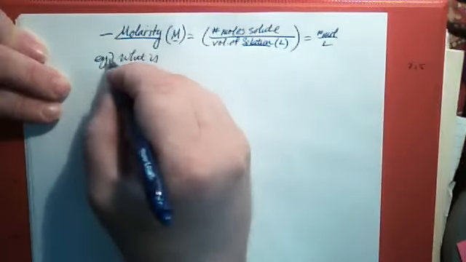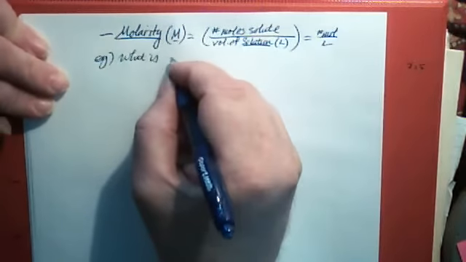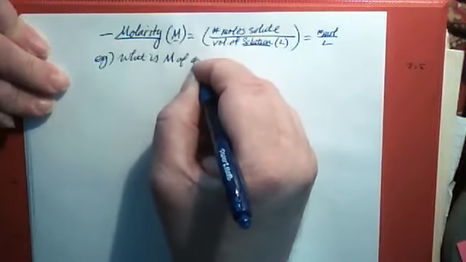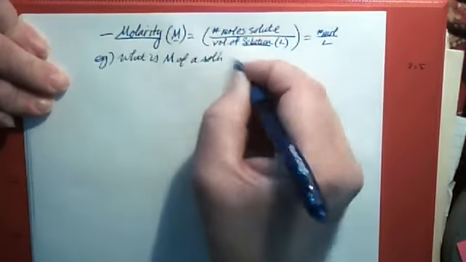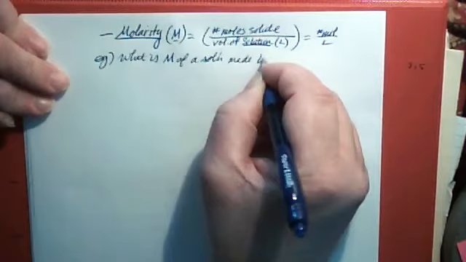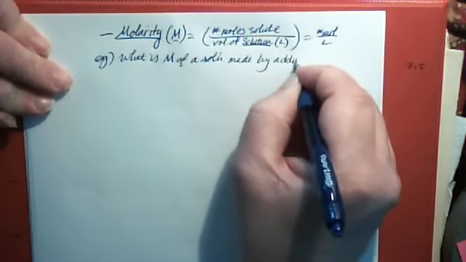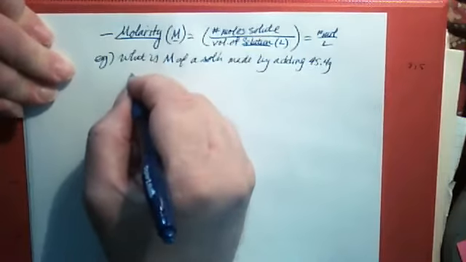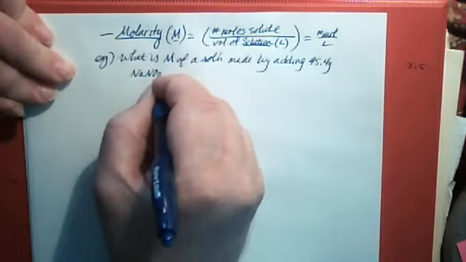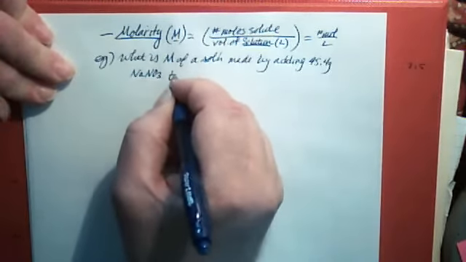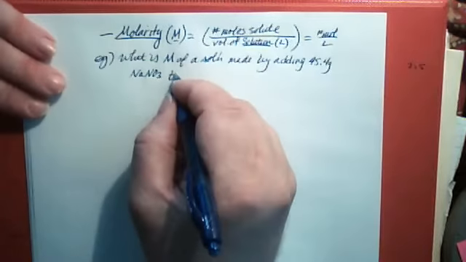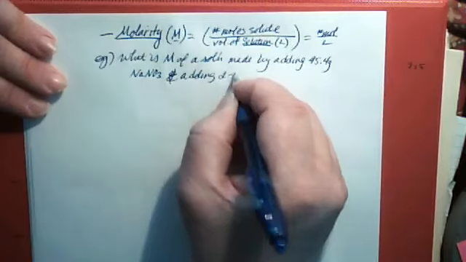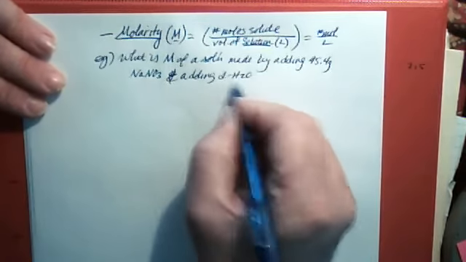An example of an easy calculation involving molarity is: what is the molarity of a solution made by adding 45.4 grams of sodium nitrate and adding distilled water. DH2O means distilled water.